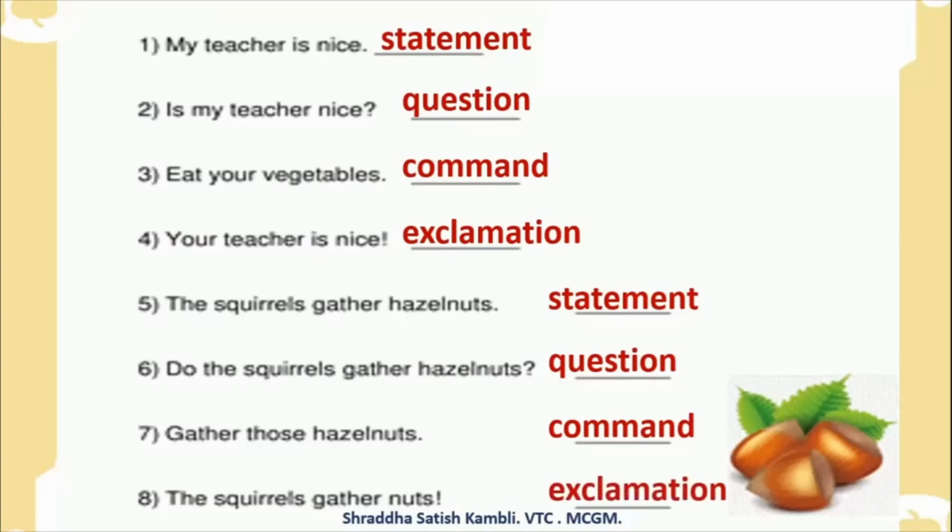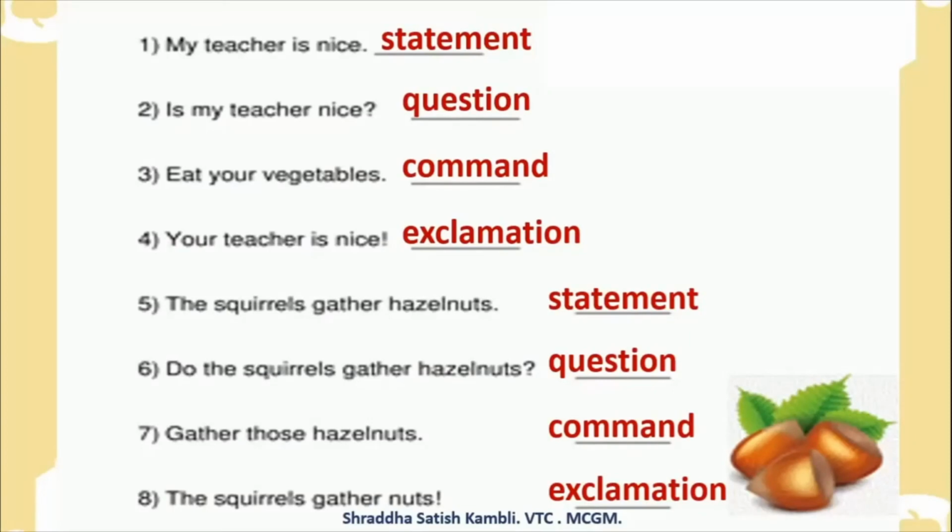So children, we saw two examples of each type of sentence, and see, I have tried to repeat the same words: teacher, nice, squirrels, gather, hazelnuts, and I've tried to put them into different types of sentences so that you know that the meaning of a sentence can change according to the marks that you're using, and also according to the way that you say it in spoken English.